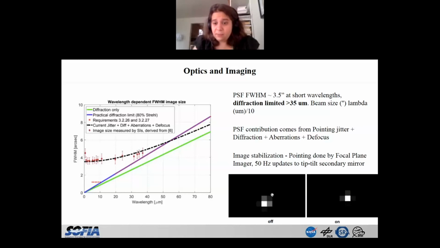It's done extremely frequently, almost once per second. And this is an example of how the PSF looks when stabilization is applied and when it's not. So this gives you an idea of the type of spatial resolution that you would get at different wavelengths.